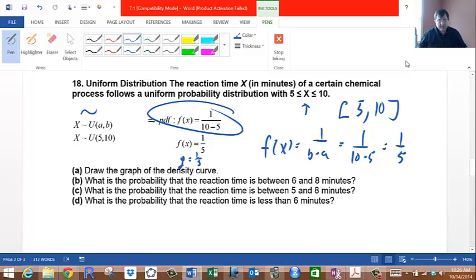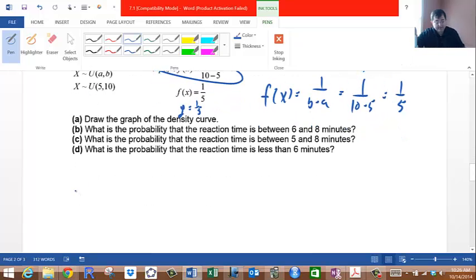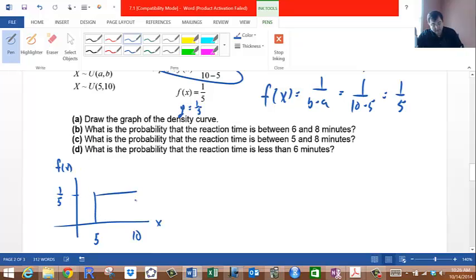Okay, draw the density curve. Well, that's kind of easy to draw, right? We just draw a rectangle from 5 to 10. That's x, and f of x, the density. And the height, f of x, we just found was 1/5. So 1/5 here. And then we'll just draw. Okay, and that's all there is.